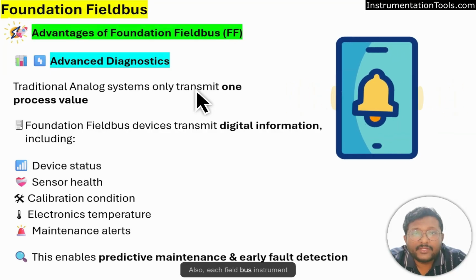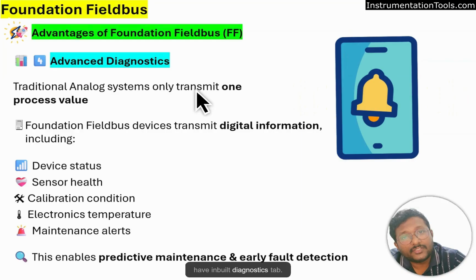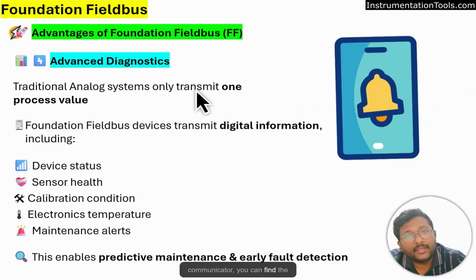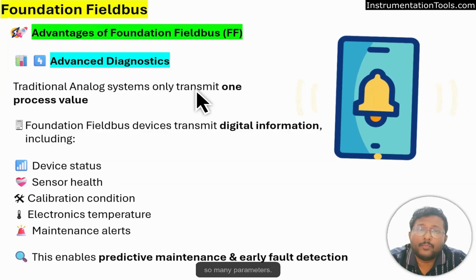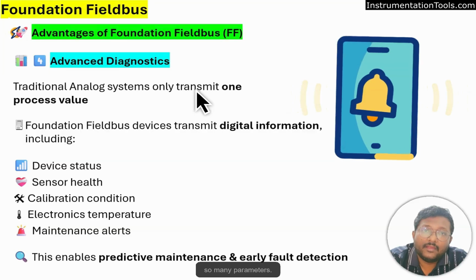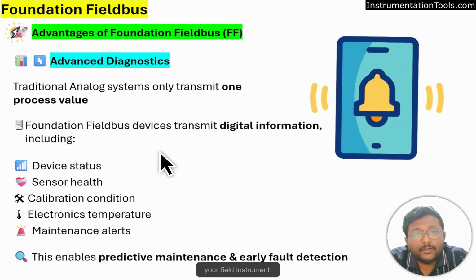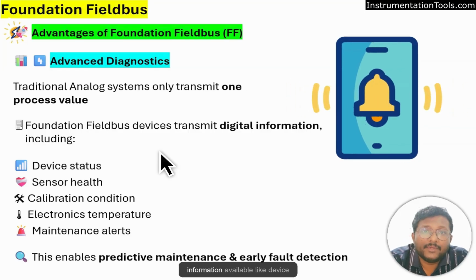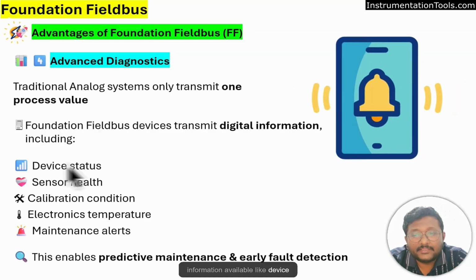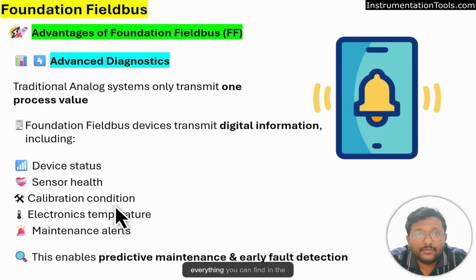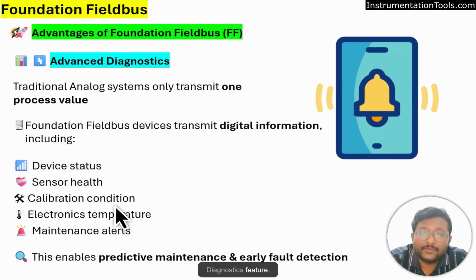Also, each Fieldbus instrument has an inbuilt diagnostics tab. If you connect your HART communicator, you can find the diagnostics related option. If you go there, you will get so many parameters, including each and every sensor of your device. In your field instrument, there is so much diagnostic information available like device status, sensor health, calibration condition, any drift or any deviation, everything you can find in the diagnostics feature.